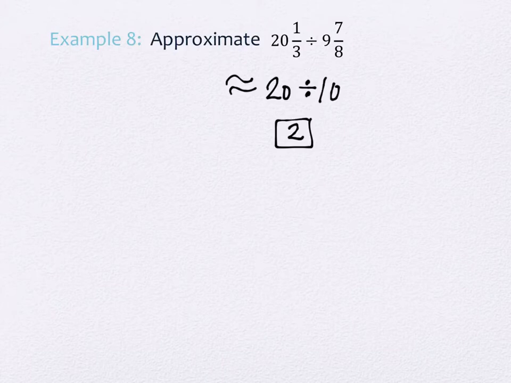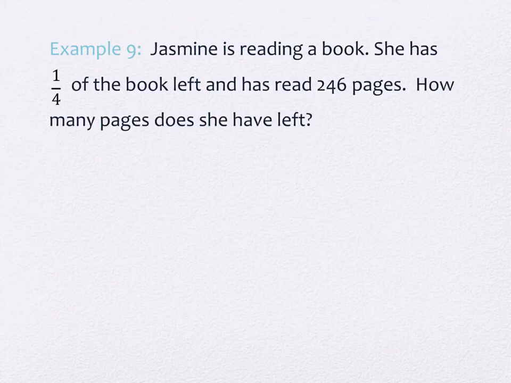And then our last two questions in this section have to do with that section C type problem, where it's either an application or a connection to the material in a slightly different way. So in example 9, we have Jasmine. Jasmine is reading a book. She has 1/4 of the book left and has read 246 pages. How many pages does she have left?